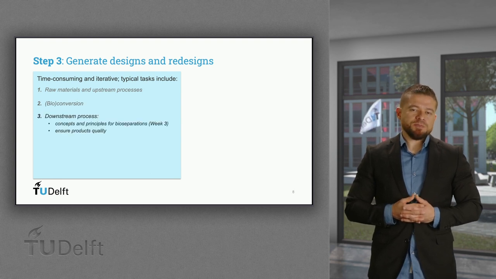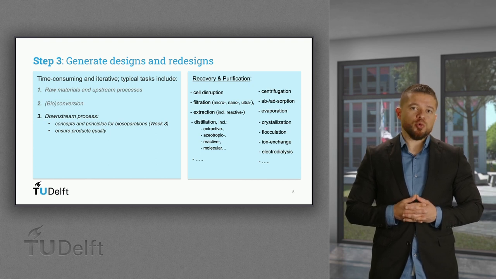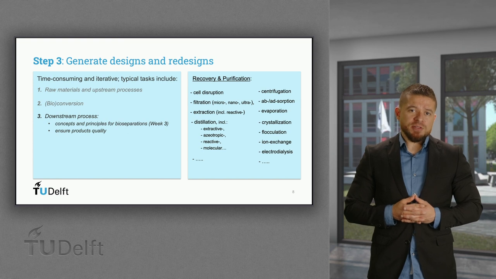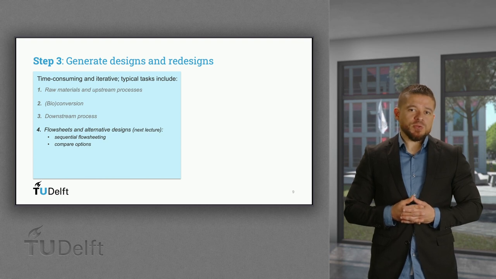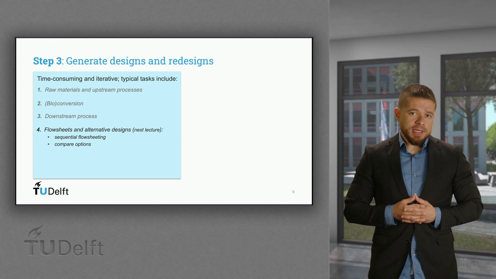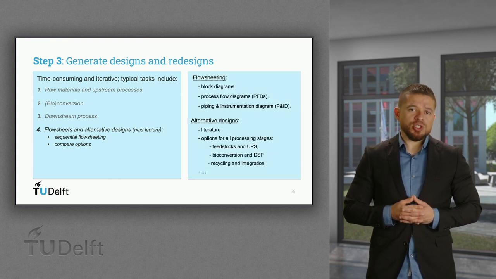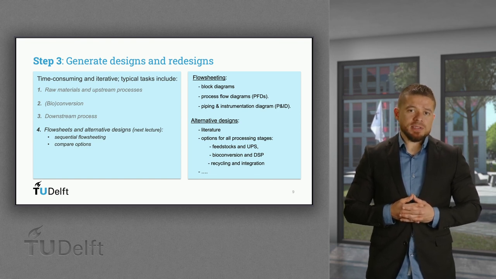For the downstream process section, we should make sure that the expected quality of the products is achieved. And to do so, multiple operations could be considered. And this selection should be done based on the concepts and principles applicable to each type of unit operation, as you have seen in week 3. Once we have selected the processing units and conditions for the different sections, we can proceed with flow sheeting and alternative designs. We will cover these points in detail in the next lecture, but for the time being, we can mention that flow sheeting is a sequential task to gradually implement more information and details in our designs.